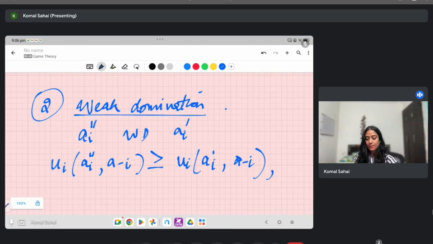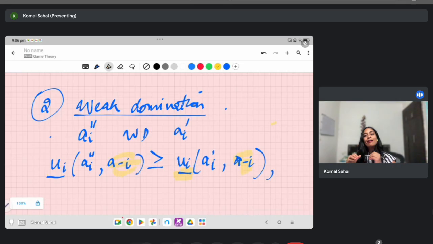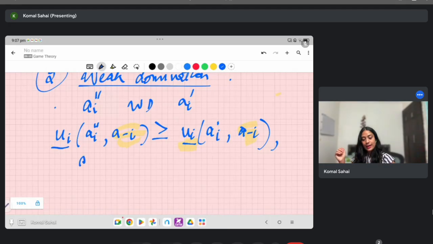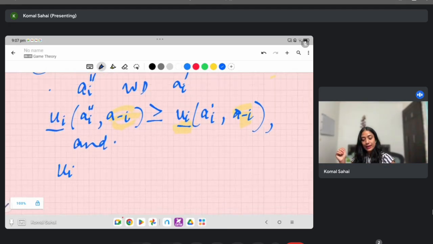यहाँ से when you are comparing utilities, इस और इसके कंपैरिजन में, ये a_i prime सेम रहेगा. ठीक है, but you have to make this comparison for all possible a_minus_i. ठीक है. So it should be the case that for all a_minus_i this holds, and for at least one a_minus_i this holds with strict inequality.